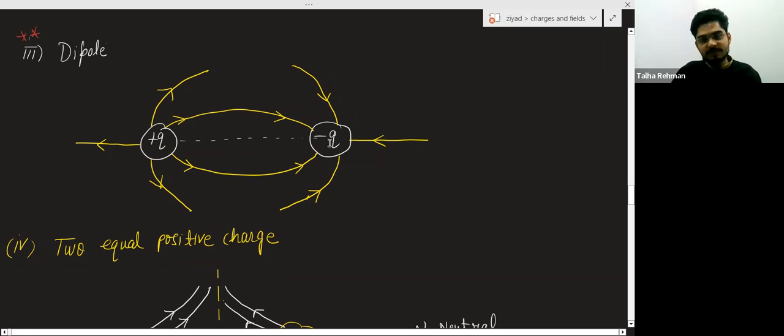And on this line, you can draw a straight line like this. Because I told you this is the axial line, right? I told you at the axial line, the direction of electric field will be in this direction, in the opposite direction of the dipole.